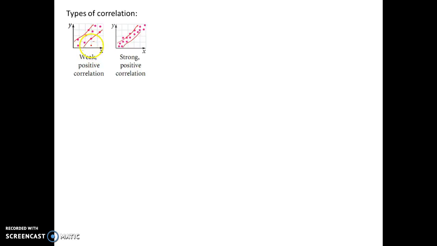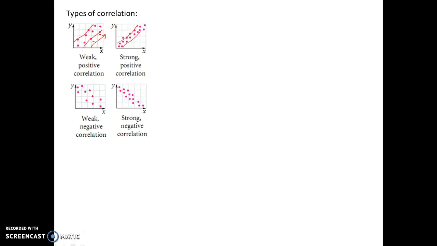Positive correlation says that the two values are both increasing at the same time. We also have negative correlation, and again weak and strong. And then there's something called no correlation, which means the two things that we're trying to measure really don't show any interaction. There's no relationship between the two.